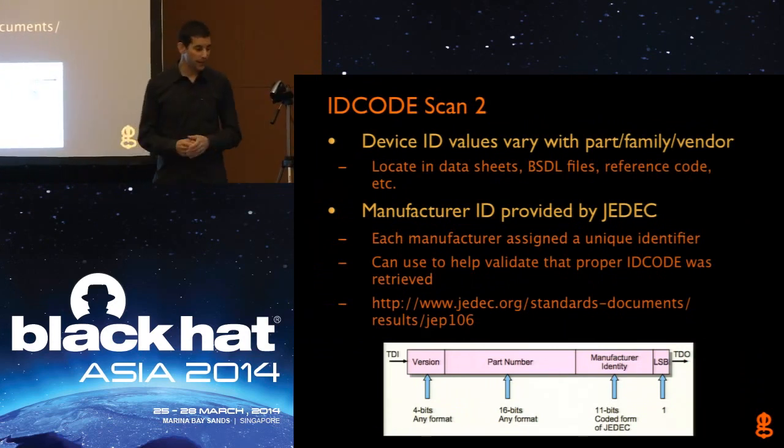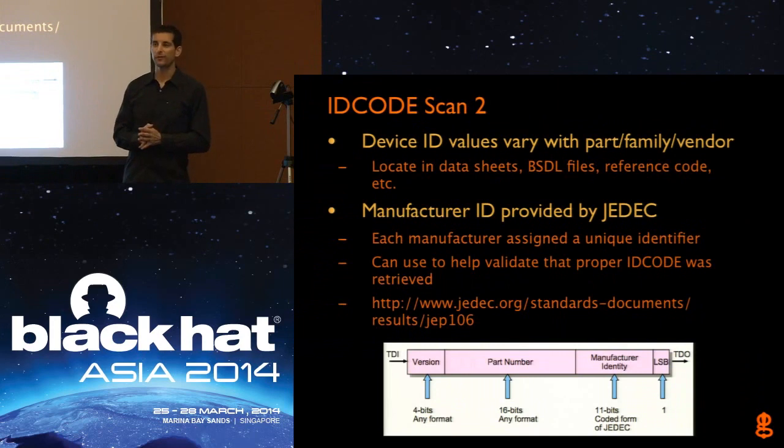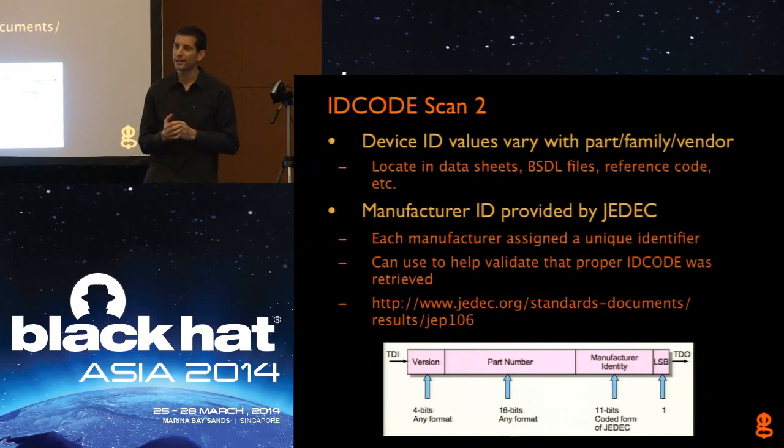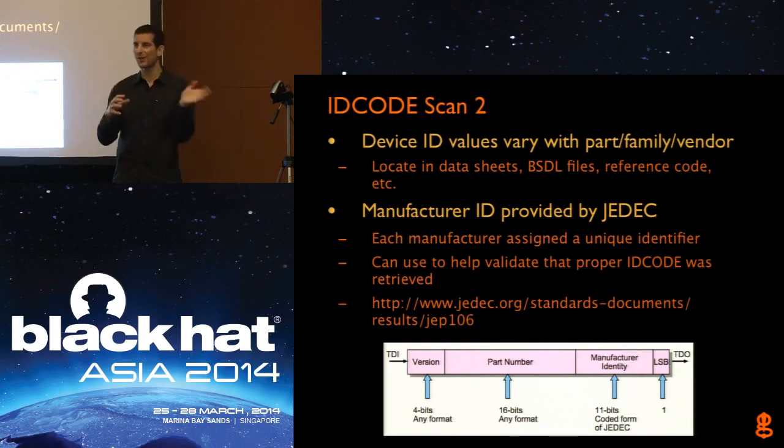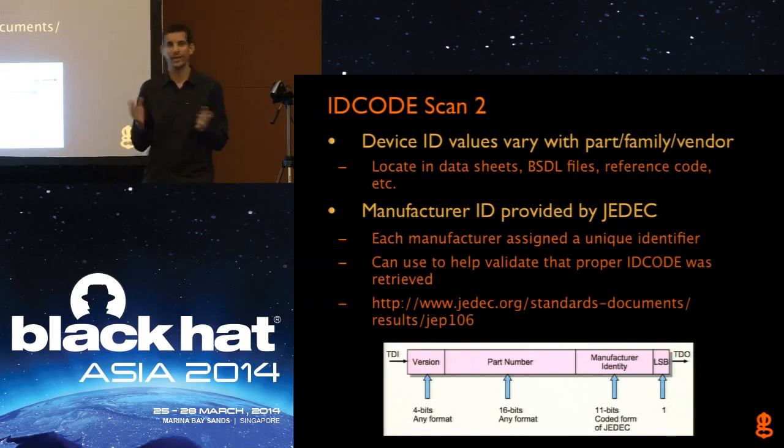The device ID is going to vary with part number, family, and vendor. Usually it's documented within the data sheet of the part, or maybe in a BSDL file, a boundary scan description language file, which is used for JTAG connections. Usually what I'll do, and I'll show you this in the demo, is when you successfully find an ID code, you just do a Google search for it, and it will probably come up with some website telling you what the part is, which is cool. Then you can validate and verify that you have the right one.